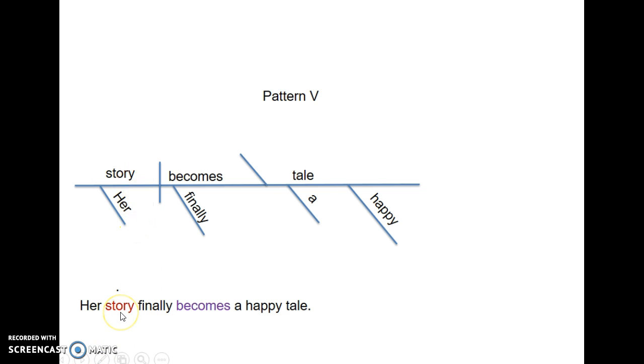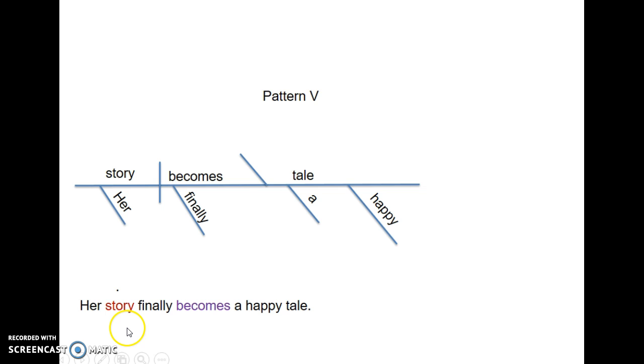Story, again, is our noun. Becomes is that linking verb. Becomes what? A tale is our subjective complement. So that makes this a pattern 5 with subject, linking verb, noun. And then we put in our possessive, our adverb finally, answering the question of when, our indefinite article, and our adjective for tale. And that is it for this week.